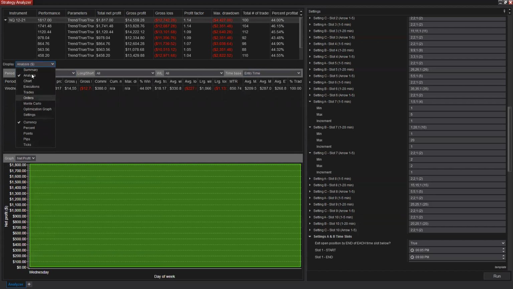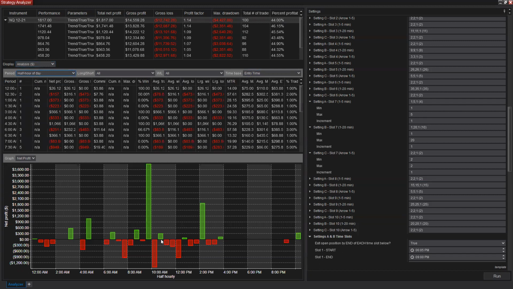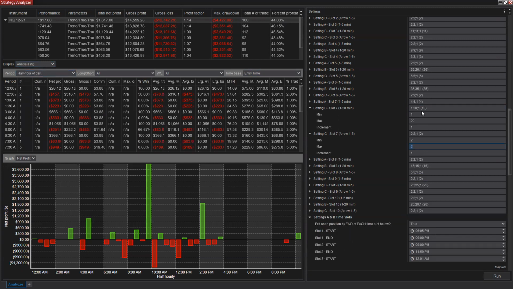Let's have a look at the analysis again for the half hour of the day. So once you've run your first optimization, like we've just done now, go and put the value in there. The result came out as a 4. So the best setting between 1 and 5 was a 4, and I'm going to put a 4 in there. For setting B, the best one that came out was a 10, so I'm going to put 10 in there. 10 and 10.